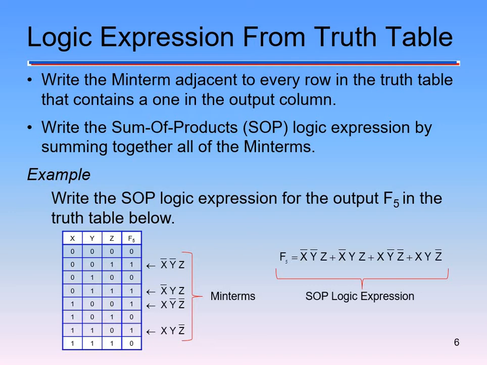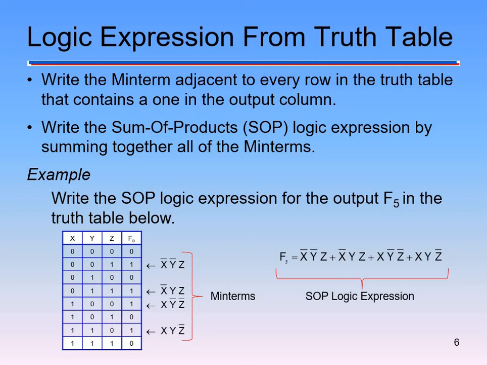And then the last time that F5, the output, is a 1 will be 1, 1, 0: X, Y, Z bar. So hopefully you understand when we write the bar and when we don't write the bar. If the input's a 1, there's no bar. If the input's a 0, there's a bar over the letter for the input. Okay, so now we've written our 4 minterms. They're written out there. You can see where they are.